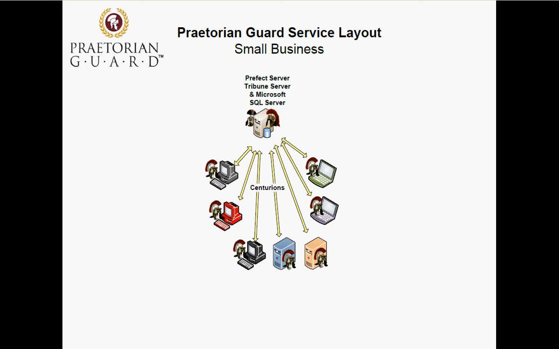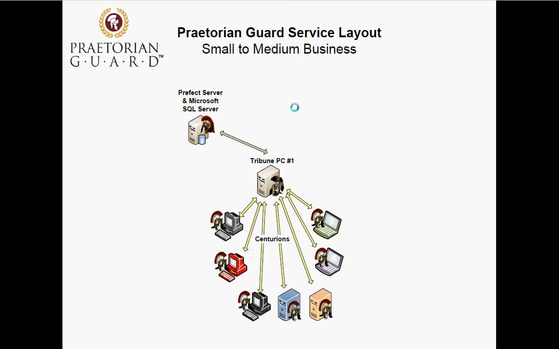Notice here we have the Tribune and the Prefect and the database on one box, each communicating to a given Centurion on a PC. Another option is the small to medium business. Here we have a Prefect server and Microsoft SQL Server on one box, and we have a separate PC running the Tribune server. This single Tribune PC is then collecting data from all of the Centurions on all of the PCs and servers. This is great for situations where the Tribune will need more resources and should be dedicated to a separate PC as opposed to running on the actual SQL server or Prefect server.